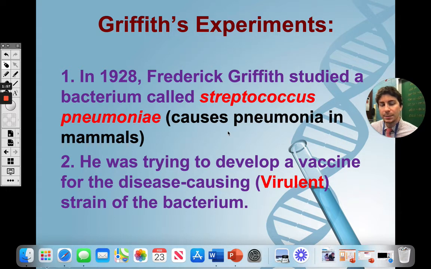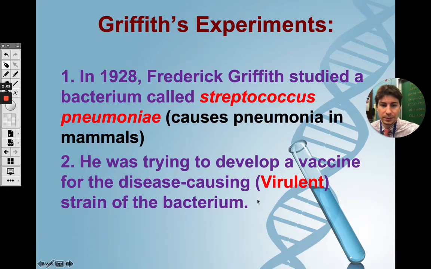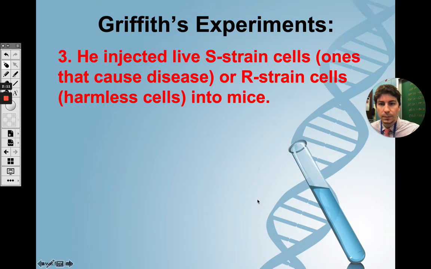When I'm talking about bad bacteria, I'm going to refer to it as the virulent strain of bacteria. So that's the bad one. Most bacteria is good. Most bacteria we want in our bodies, but this one we do not want. So what he did, guys, is he had two different strains of bacteria. He had an S strain. That was the virulent one. Okay, the S strain is the bad one.